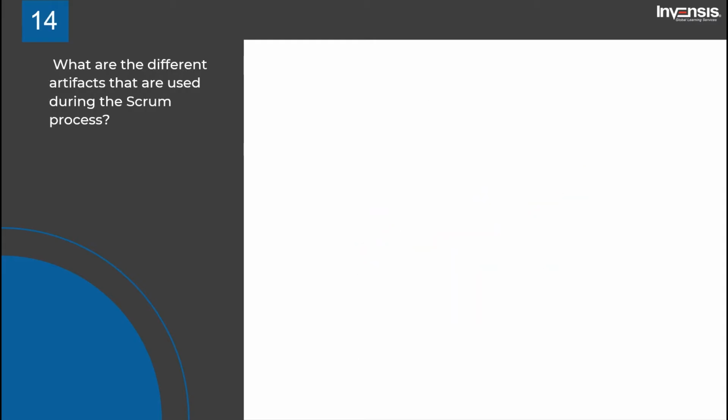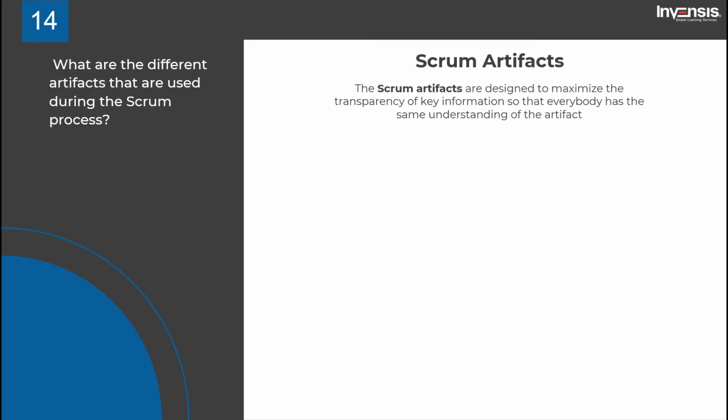What are the different artifacts that are used during the Scrum process? Scrum defines 3 artifacts. The Scrum artifacts are designed to maximize the transparency of key information so that everybody has the same understanding of the artifact. There are 3 Scrum artifacts.